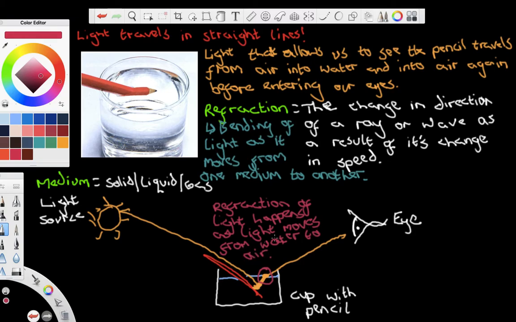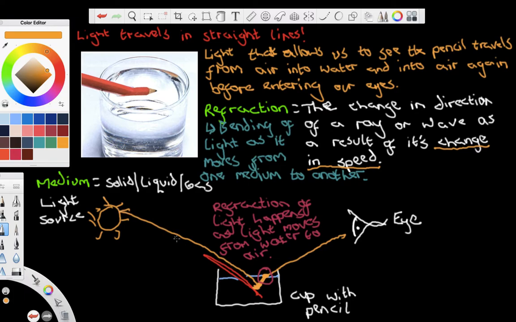Okay? So we've said light travels in straight lines. However, sometimes refraction happens, which is where light bends as it moves from one medium to another due to its change in speed. So due to its change in speed, it appears to bend. A medium is a solid, liquid, or gas.